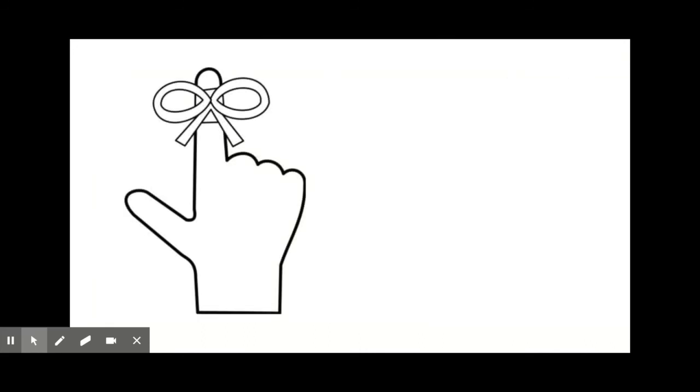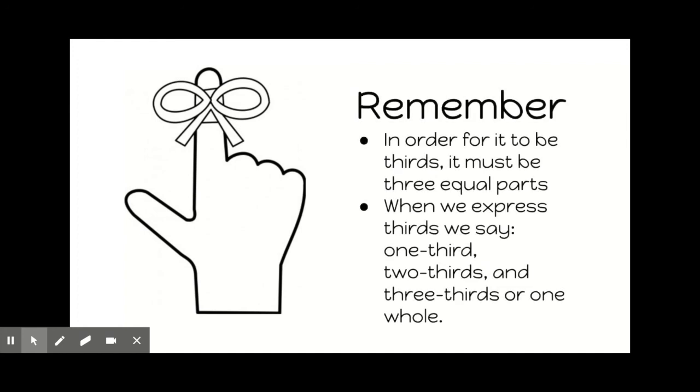Okay, so some things to make sure that you remember about thirds. First, in order for it to be thirds, it must be three equal parts. It is not enough to take a shape and to divide it into three parts. They must be equal. And when we express thirds, we say 1/3, 2/3, and 3/3, or 1.